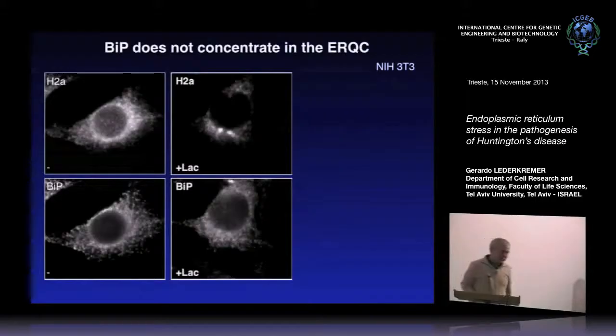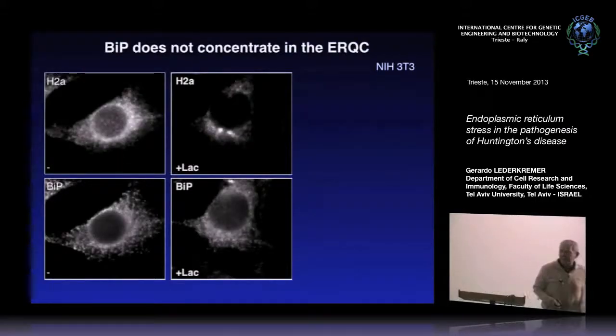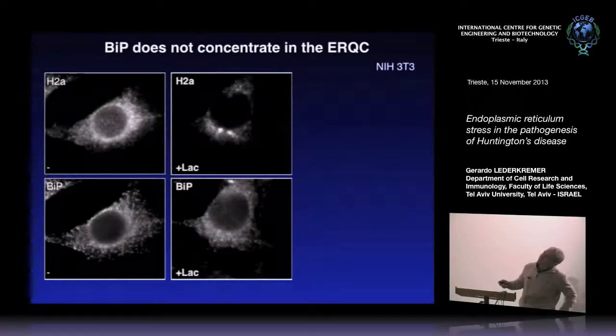And as I said, an example of a protein that does not concentrate there, BIP. So this is BIP in its ER pattern together with the H2A. And this is if you inhibit the degradation of H2A, and you can see that BIP does not concentrate in this region, it remains distributed in the ER.